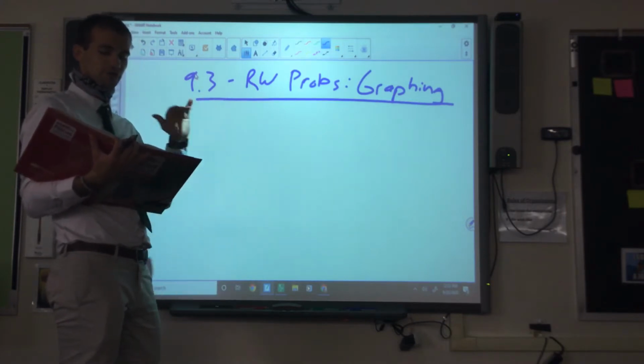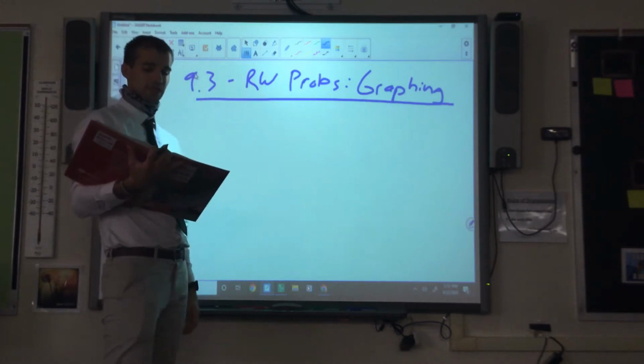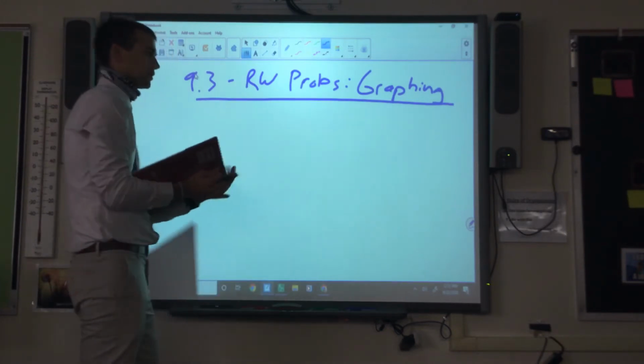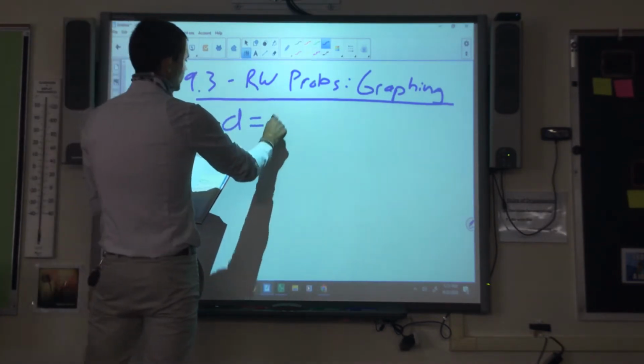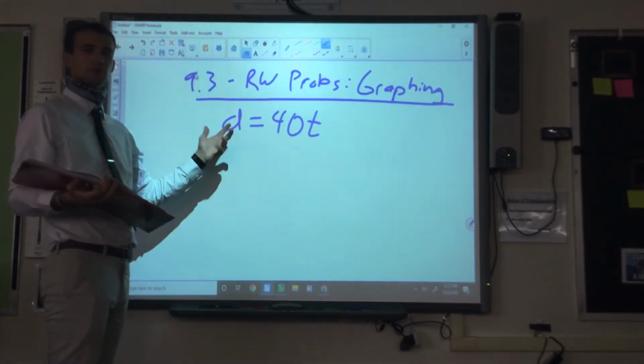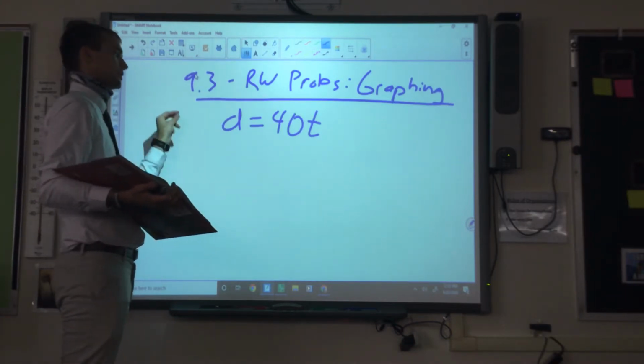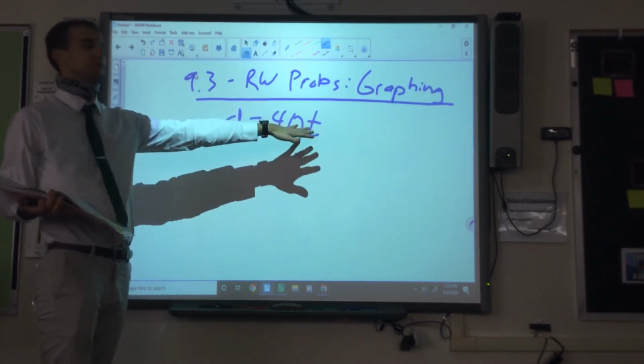So, Angela's driving to the Raccoon River. What a great name for a river, first of all. The distance in D miles after T hours is given by D equals 40T. So I'm going to write that down. D equals 40T. Also, we should remember that D is the dependent variable because it depends on what T is.